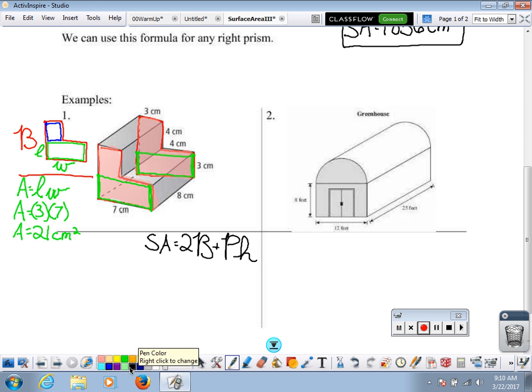Okay, then these blue rectangles. Now for the blue rectangle, it's the same formula. Area equals length times width. Okay, let's think about length and width on that blue rectangle. What's the length on that blue rectangle? It's 4 centimeters. Okay?